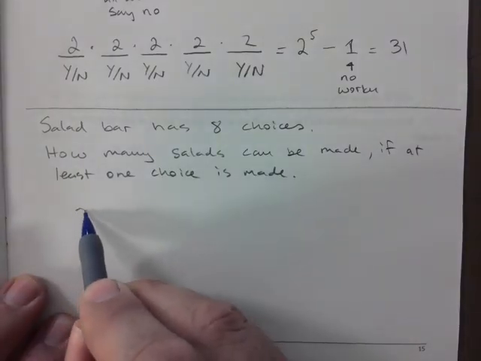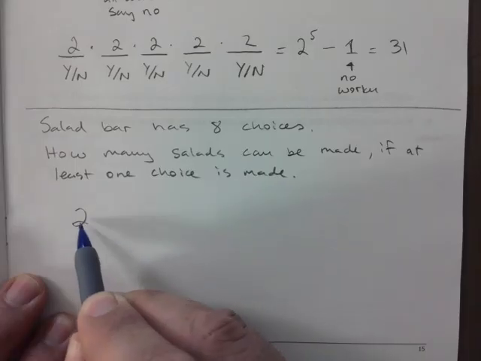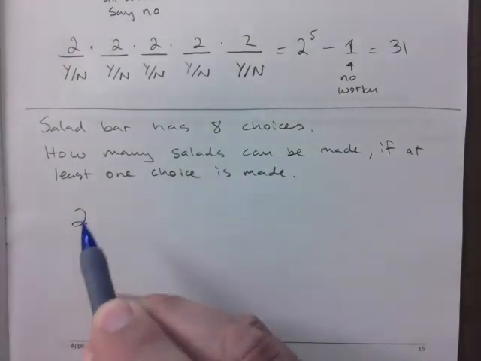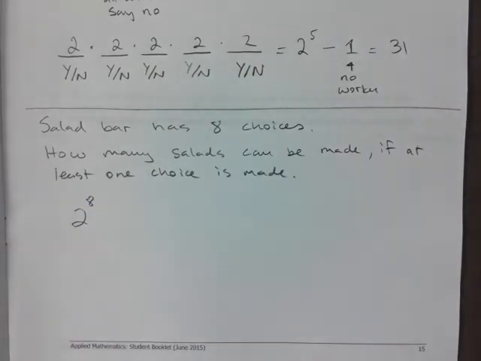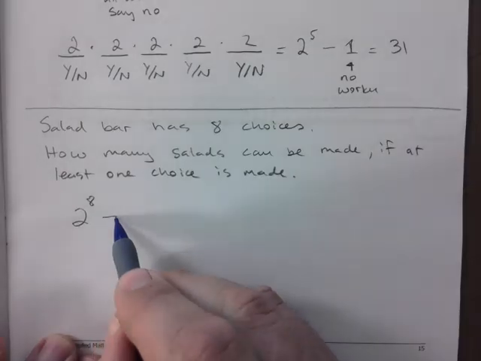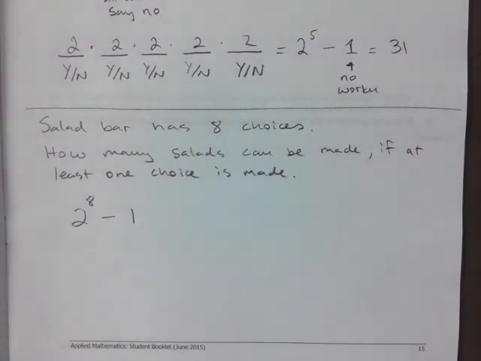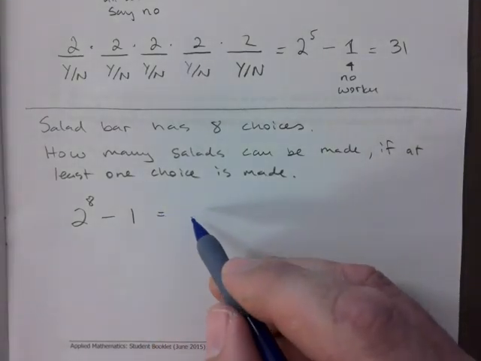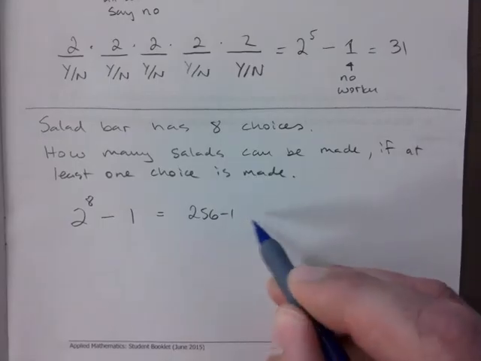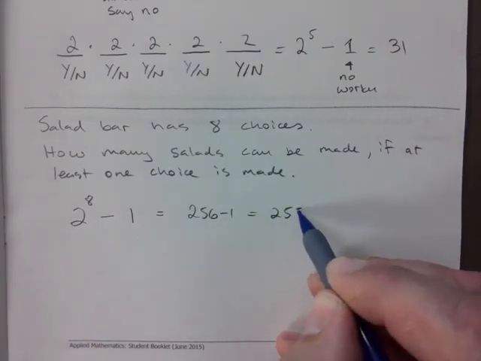And the reason it's always to the base of 2 is because you can say yes or no to every choice, and you've got 8 choices to make. And then you're always going to remove the one where you're saying no to every single choice. So it's like indirect reasoning. So that'd be 256 minus 1, so 255 salads.